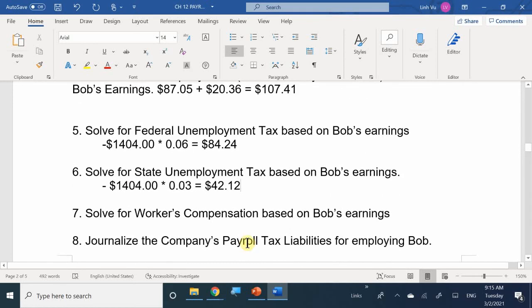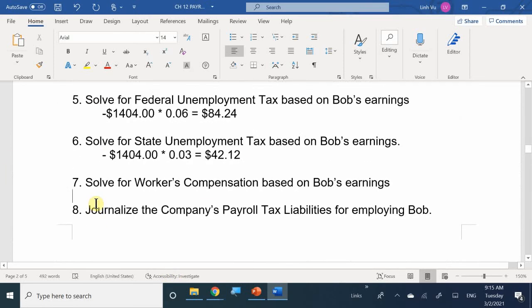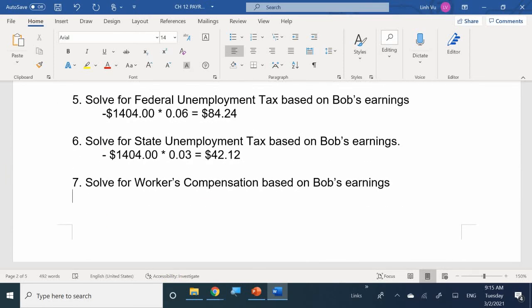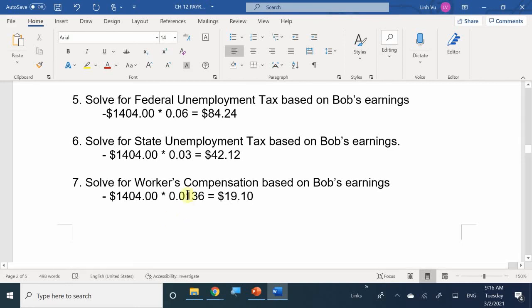Lastly, solve for the workers' compensation. What percentage did I say we're going to use? 1.36%, so 0.0136. So how much workers' compensation is the company paying for Bob? 19.10. All right, so good.